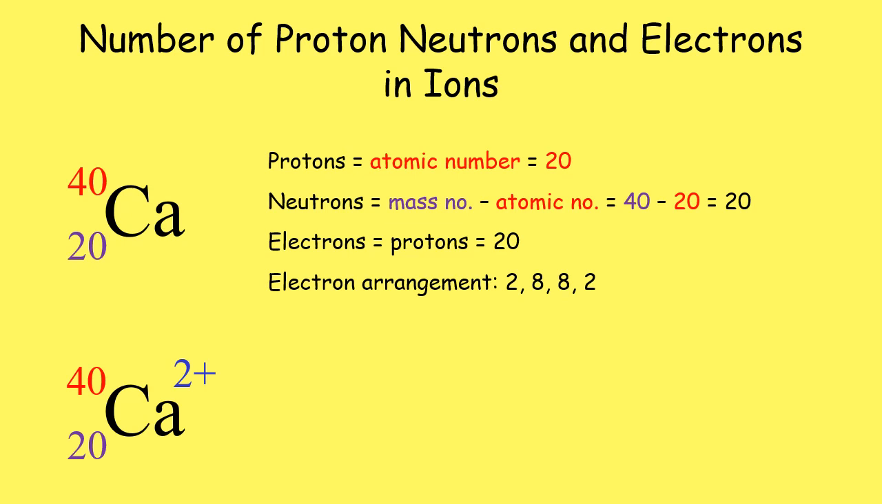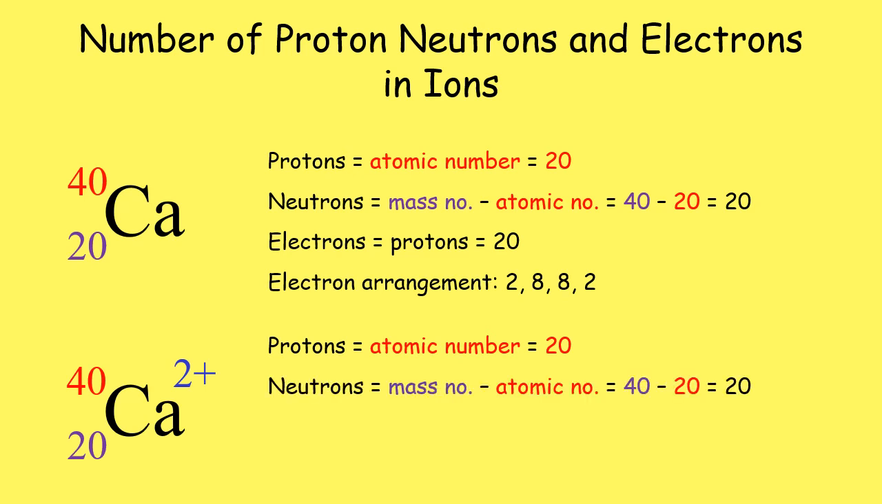Now, calcium is a metal. It forms a positive ion. Calcium forms a 2 positive ion. Protons again, is the atomic number, it's 20. Neutrons, again, mass number minus atomic number, which is 40 minus 20, which gives us 20.